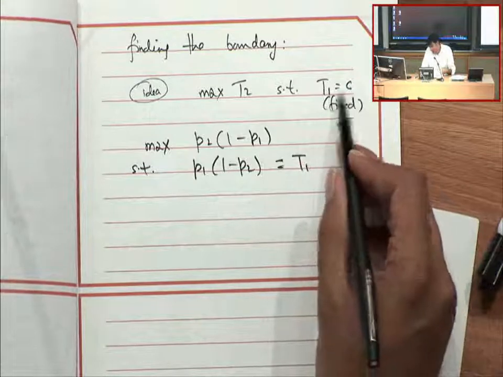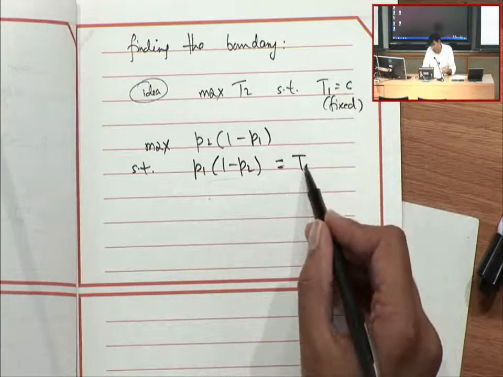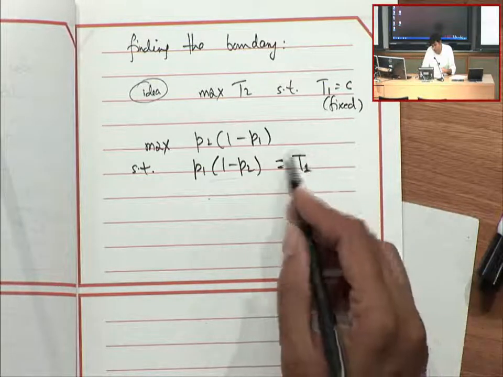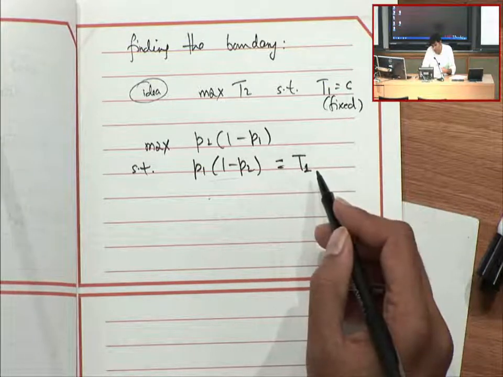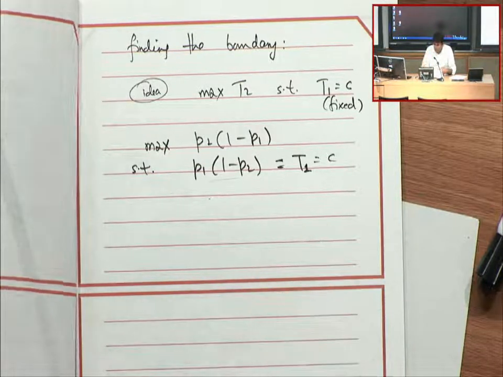I said T1 equals C here. What I'm doing is just calling that constant T1. I'm simplifying our life a little bit by avoiding an extra constant, but rewriting it this way is fine too. Actually, let's use C.